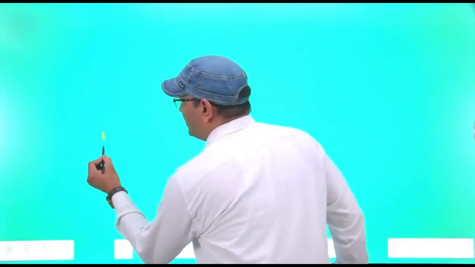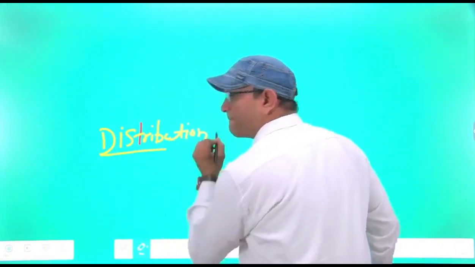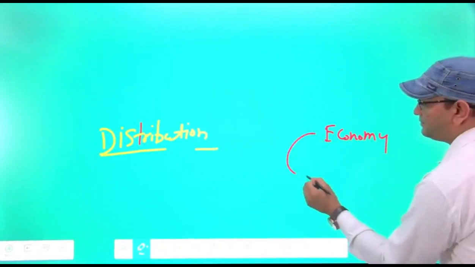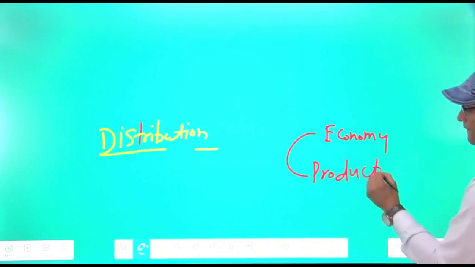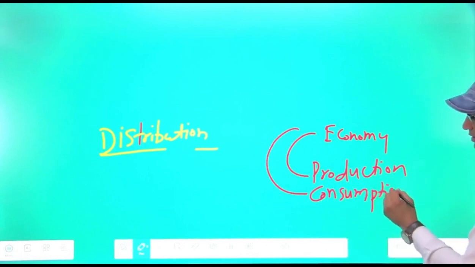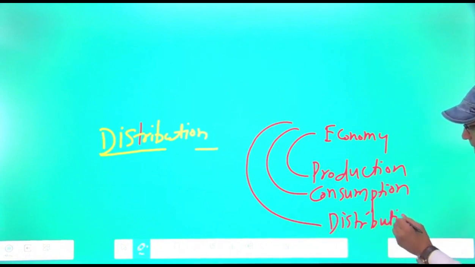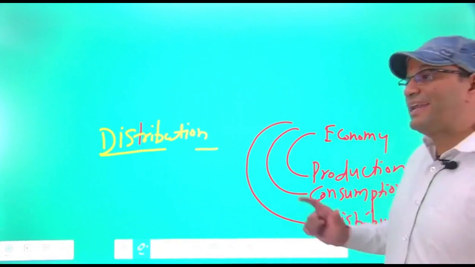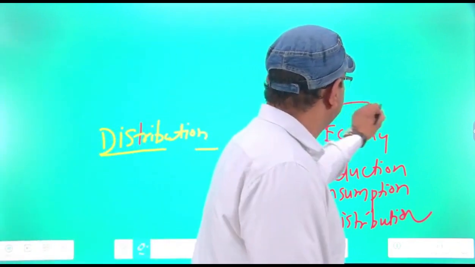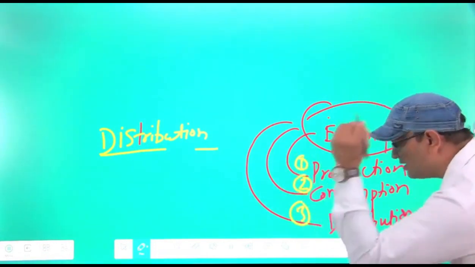Now the system that we are discussing is the system of... look, in an economy we have three systems that we know now. What are those? Production. The second is consumption. And third is distribution. Right? And there is another word called redistribution. So in economy, the first is production, second consumption, and third distribution.